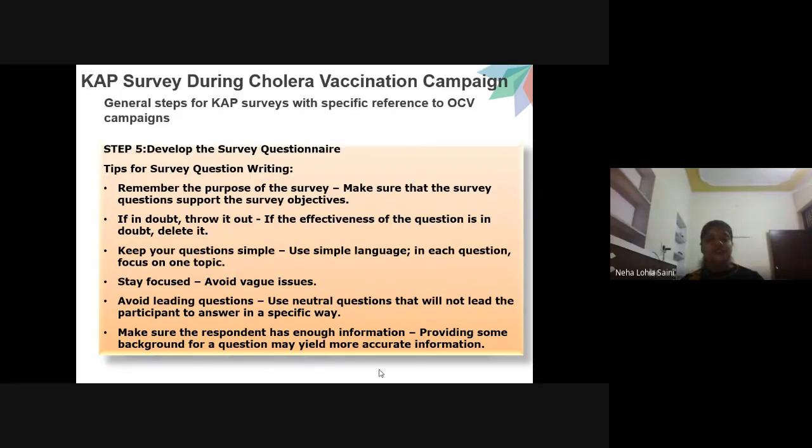Avoid leading questions. Okay, use neutral questions that will not lead the participant to answer in a specific way. In any question, if you have a direction in one point, then your respondent also will answer in a specific way. So don't use leading questions, use neutral questions. Make sure the respondent has enough information. That is, providing some background for a question may yield more accurate information.